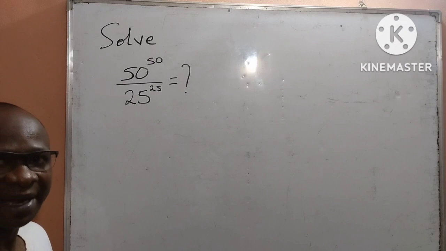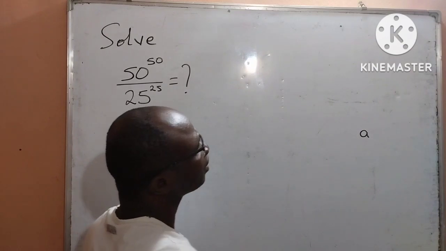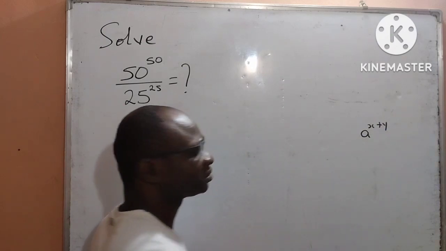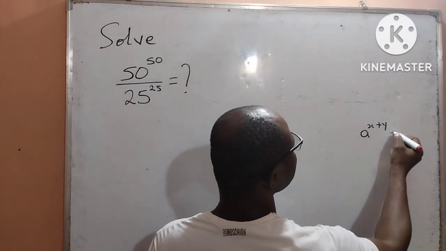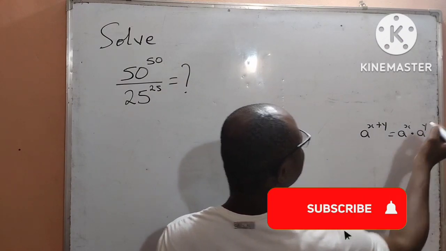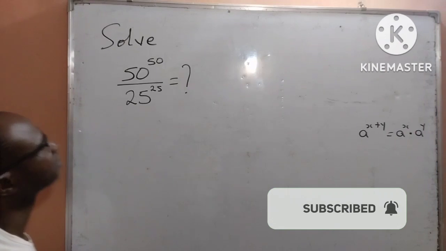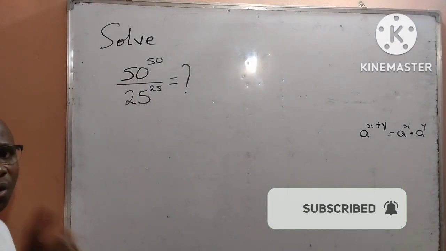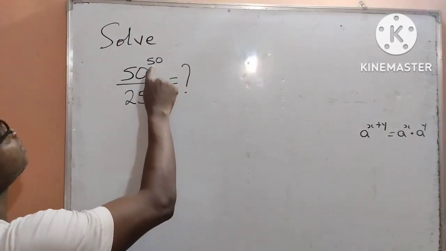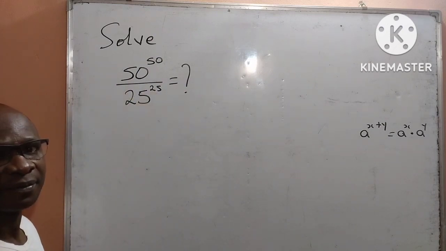Okay, let me remind us of this law in indices, that if I have a to the power of x plus y, it is the same thing as a to the power of x multiplied by a to the power of y. That is the law of indices. I want to use this law at the numerator. Because I have power 25 at the denominator, I want to express the power at the numerator to be 25 plus 25.